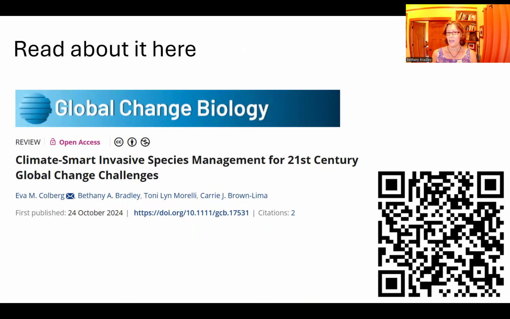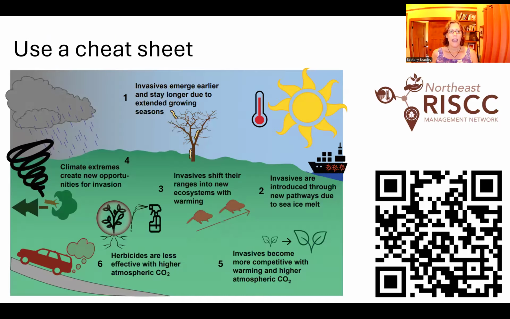If you want to read about this, the best place to go is a paper that was published in 2024, Climate Smart Invasive Species Management for 21st Century Global Change Challenges by Eva Kohlberg and others. And there's a QR code on here if that's the easiest way for you to find that. And you can also use a shorter synthesis cheat sheet. This is from a figure that was put together by the Northeast RISCC Management Network.